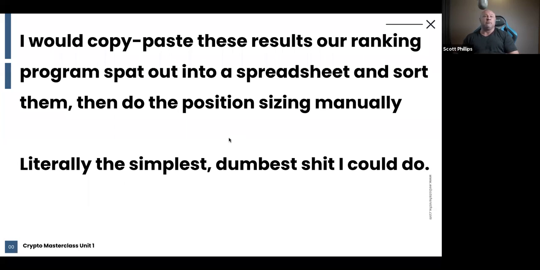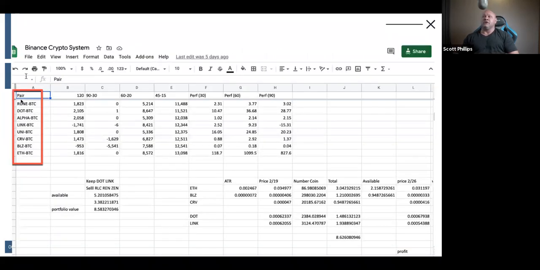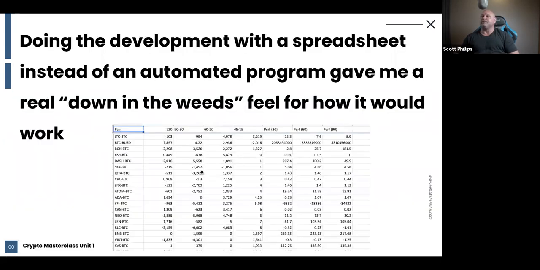And I often do that when I'm building trading systems, is work on what I call the minimum viable trading system, the simplest, dumbest thing you can do that actually works. And so I would sort all these, and then, okay, these are the ones I have to buy. And then do my position sizing. I was using volatility weighted position sizing then, which we'll get onto. And it's keep this one and keep these two, and sell these two. And these are the number of coins. And I would do this every week. Doing the development with a spreadsheet instead of with an automated program gives me a real down in the weeds feel for how it's going to play out.